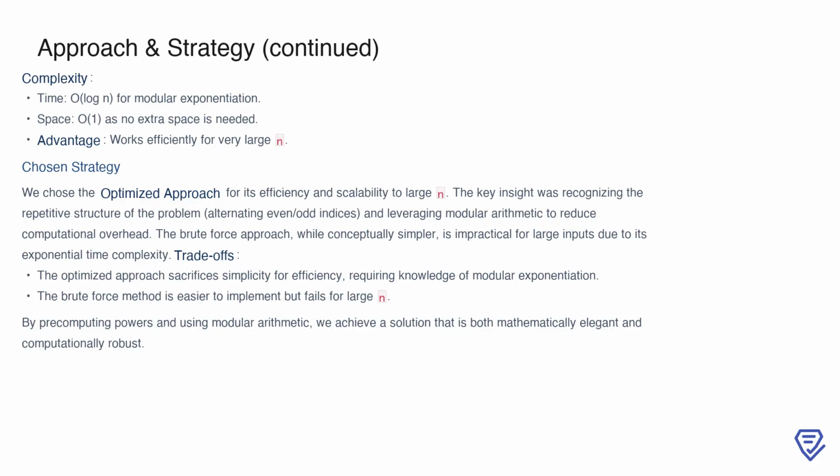The chosen strategy capitalizes on the alternating structure of the sequence, with even and odd indices repeating in a predictable pattern. By pre-computing powers and applying modular arithmetic, we reduce computational overhead while maintaining precision. Although the optimized approach is more complex to implement, requiring a clear understanding of modular arithmetic, it is both mathematically elegant and computationally robust. Compared to the brute force method, which is easier to code but fails for large inputs due to its inefficiency, this approach represents a trade-off that prioritizes scalability and performance for large-scale problems.